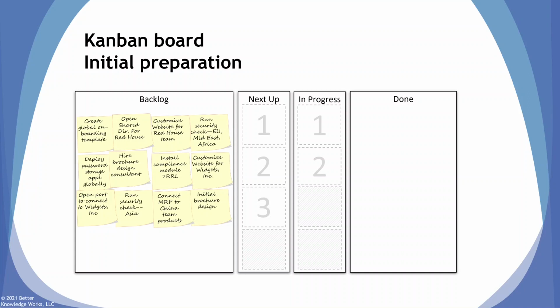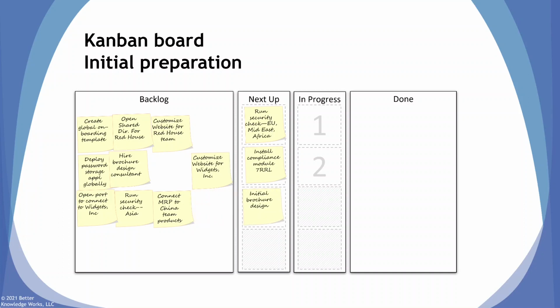And after some discussion, those internal customers, or the representatives of all of our internal customers, that's what they act as, they pick 3. We want to run a security check on the EU, Middle East, and Africa. We want to install our compliance module for 7RRL, and we'll do an initial brochure design. So that's it for this week. The committee is done. There's no need to force rank or otherwise try to sift out the tasks that are in backlog. It's very unambiguous. If you're in backlog, we're not working on it, and there's no commitment to it. If you're in next up, that's what we're going to be working on. So the team knows what to do.